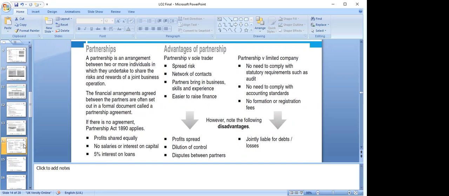Okay. Partners can be 2 to 20. In other parts of the world, if you're doing insurance business, partners can be 2 to 50. Yeah? That's what we need to make sure as we carry on.